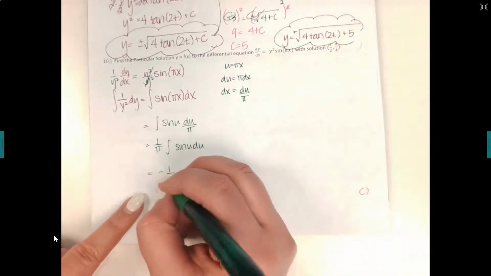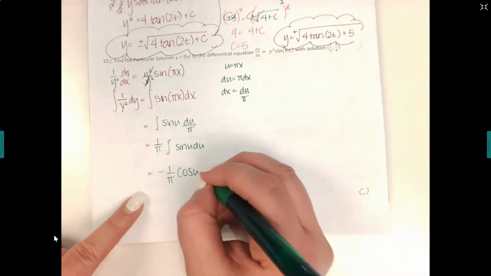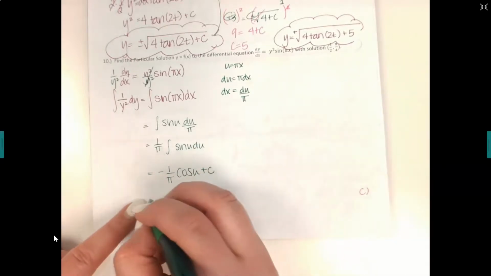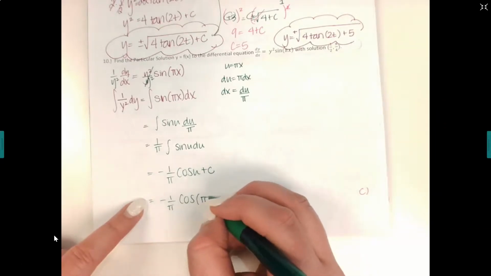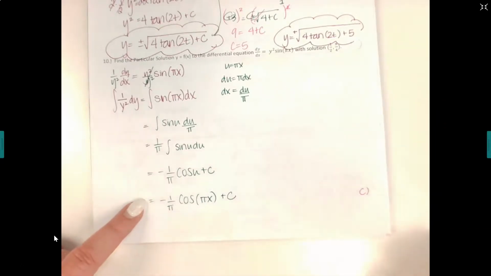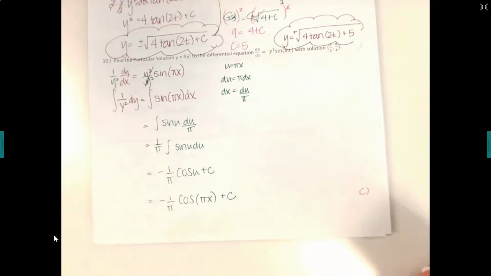So negative 1 over pi cosine u plus c, which is then going to turn to negative 1 over pi cosine pi x plus c. Okay, any questions on that side?